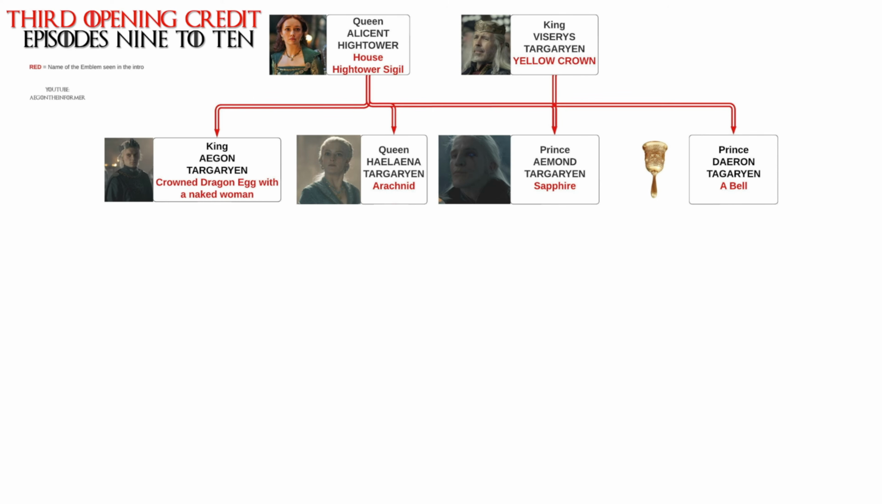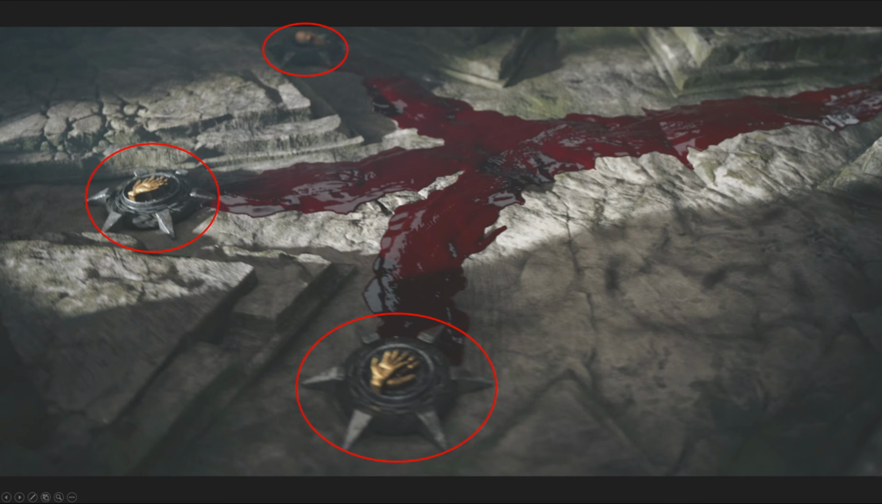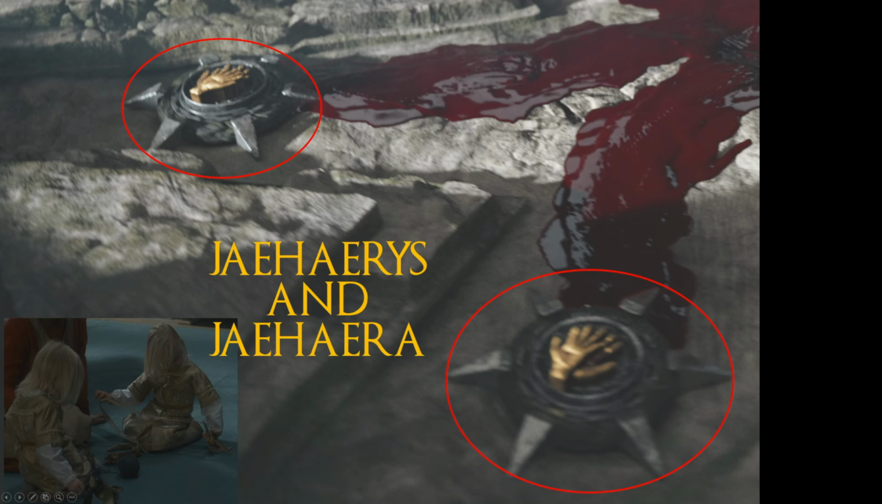We now have enough material to start creating our third opening credit family tree, which covers episodes 9 to 10. Aegon and Helena's bloodline then join together to reveal their 3 children. You may be surprised to hear that they have had 3 children together. That is because in the TV show we've only seen 2 of them. That is Jaehaerys and Helaena, the twins being represented by 2 hands holding each other.